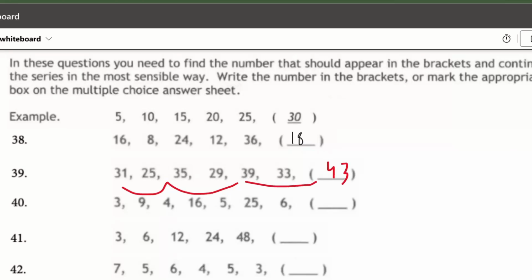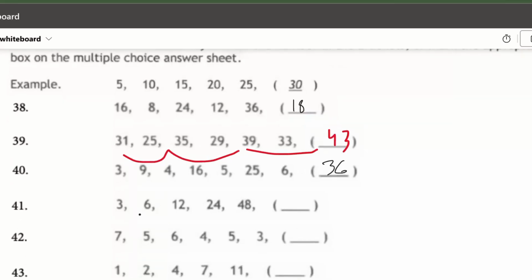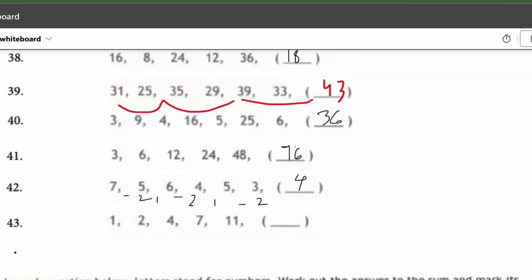The next question, we have a number and its square, number and its square. 5 squared is 25, so 6 squared is going to be 36. And for question 21, we have double each time. So 48 doubled is going to be 96. Question number 42, we're going to subtract 2, add 1, subtract 2, add 1, subtract 2, add 1 is going to be 4.